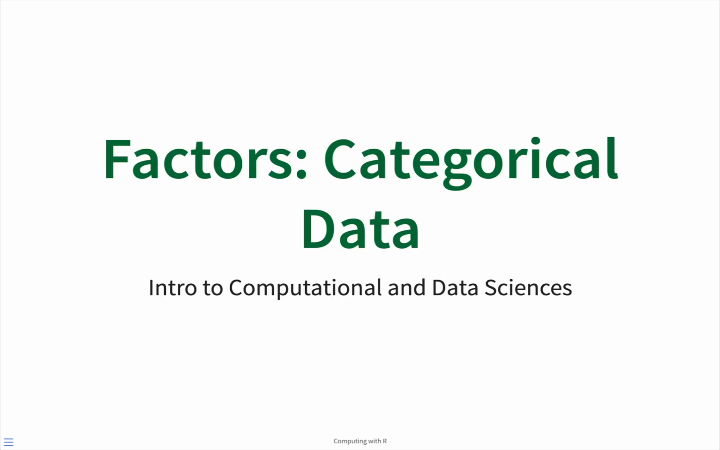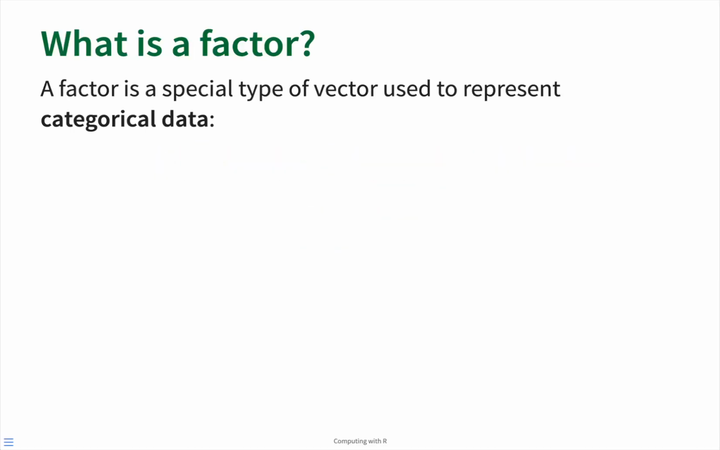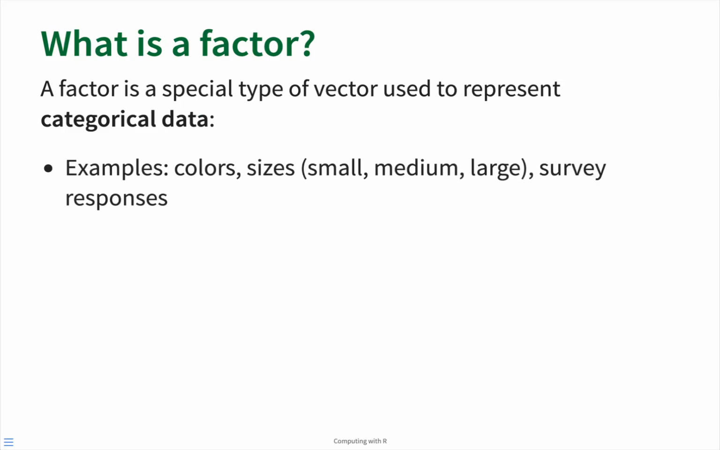In this video, we're going to talk about a method of storing categorical data in R using factors. So a factor is basically a special type of vector that we can use whenever we have categorical data. For example, if we had a vector of colors or sizes, such as small, medium, or large, or survey data, which you commonly encounter in data analysis, often contains categorical responses.